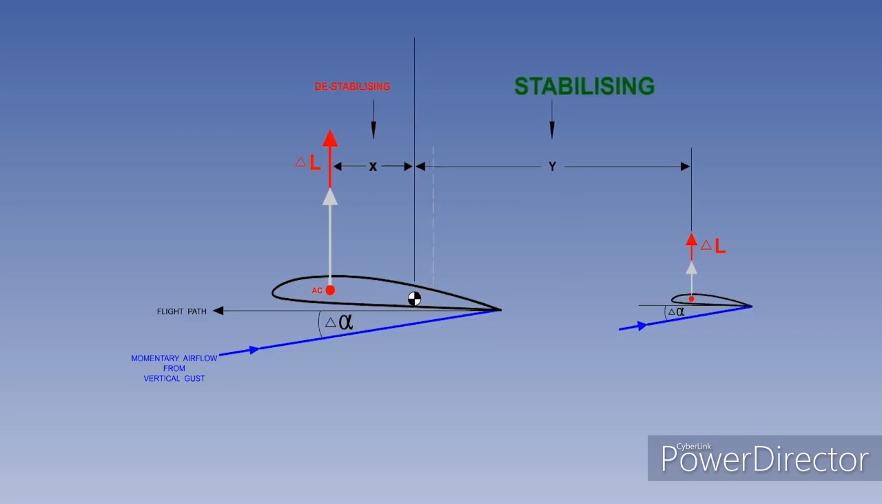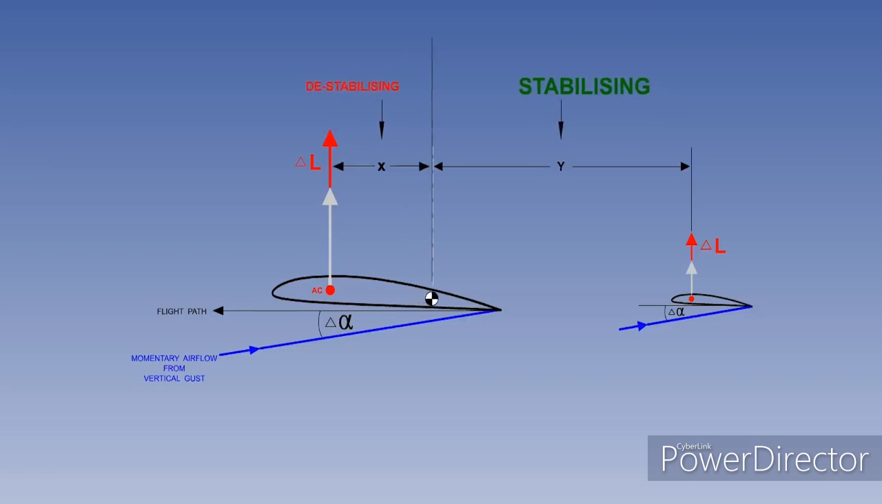If the centre of gravity moves forward, the length of both arms change. The tail arm becomes longer, which makes the stabilising moment bigger. And at the same time, the wing arm becomes shorter, which makes the destabilising moment smaller. Therefore, with the centre of gravity in a more forward position, the aircraft has more longitudinal static stability.